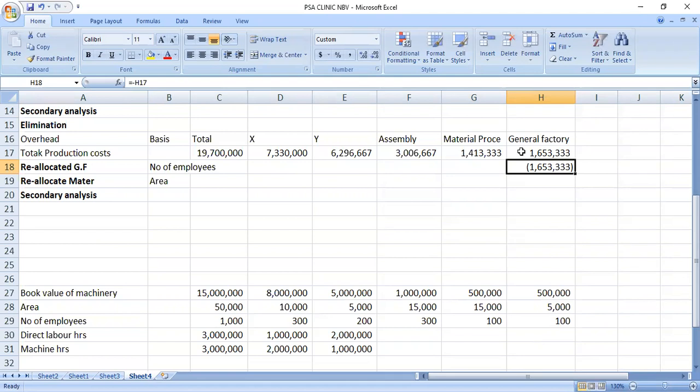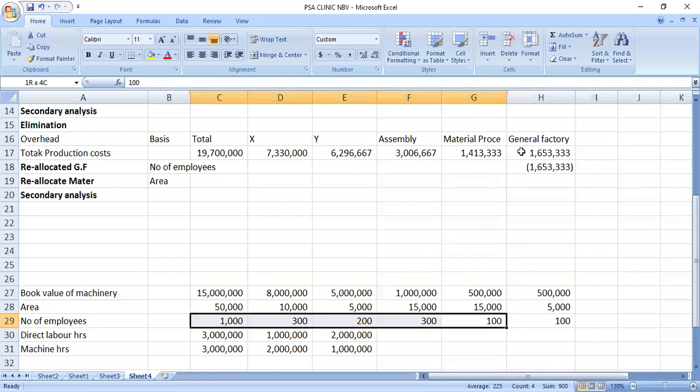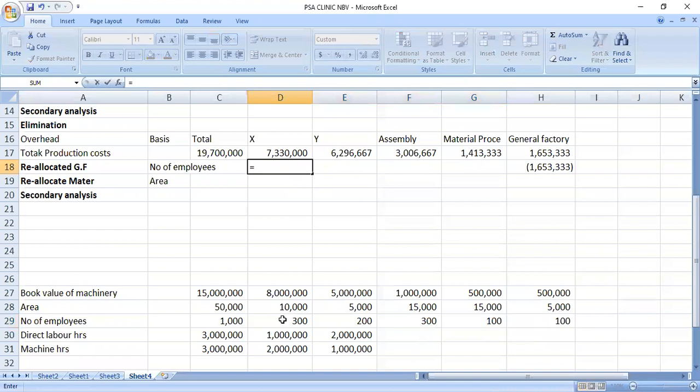Okay, distributing that. We're saying that we're using number of employees. So when it comes to number of employees, you're saying the only people involved right now are X, Y, assembly, and material, giving me a total of 900. Okay, so meaning that X will get his portion over 900. Okay, then times what you're giving out. What you're giving out is 1.6.